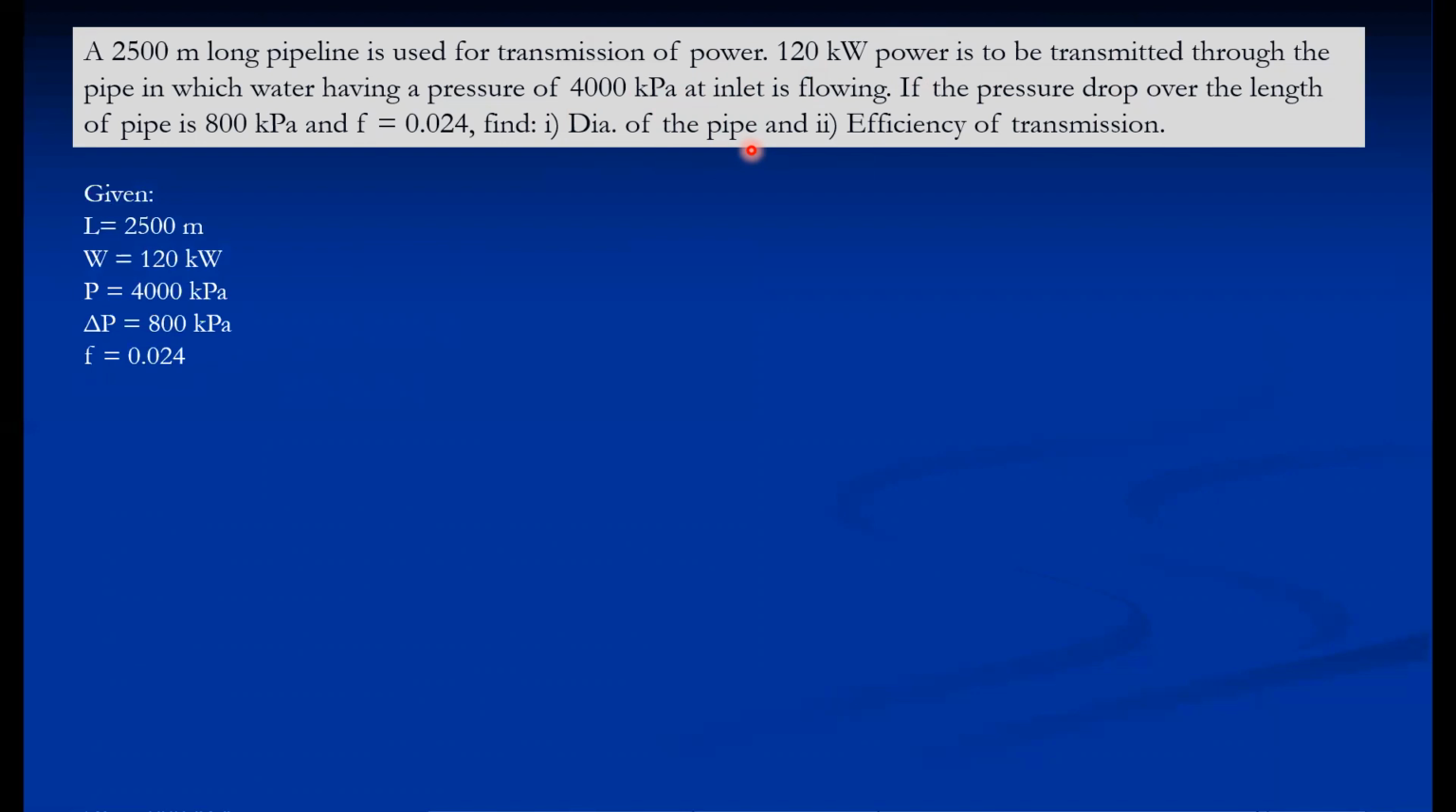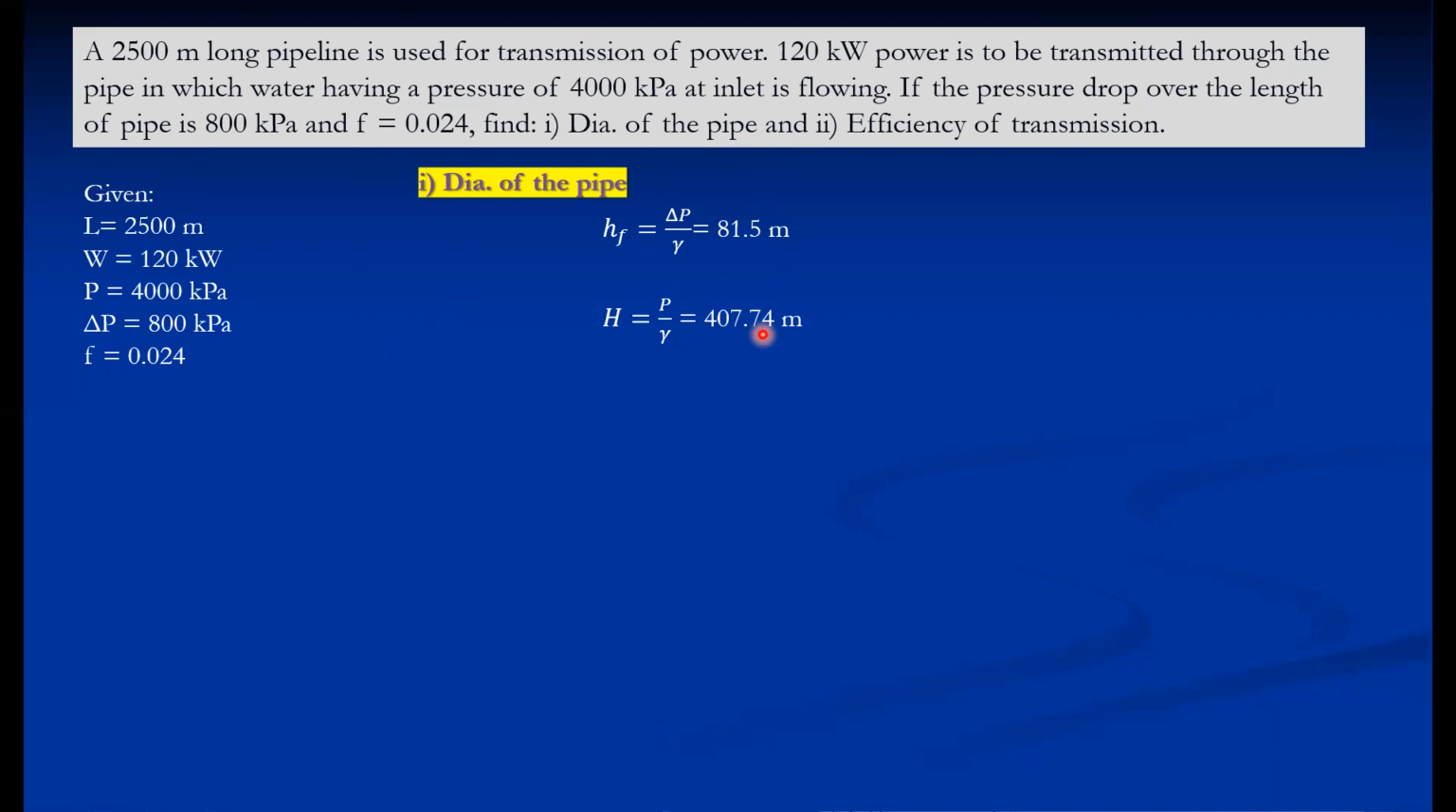The length is given, then power is given. P, the pressure, is 4,000 kilopascal. Delta P is 800 kilopascal. F is there. We need the diameter of the pipe. So HF is equal to delta P by gamma, that is 81.5. We convert only the pressure terms into the head term. This is the pressure head, or capital H, which is the head available at the inlet, that is P by gamma. It is 407.74.